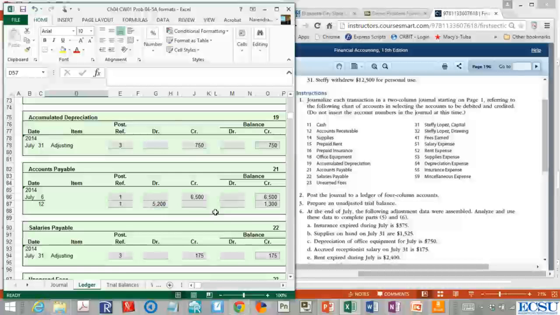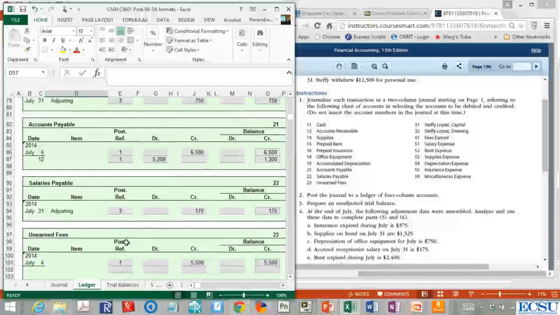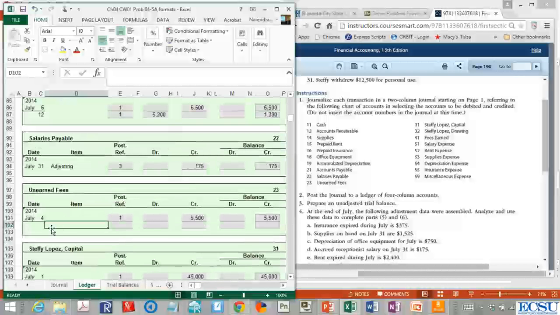So let's see the 23, here it is, and right here as 31, and this is your adjusting, and page number 3, and unearned fees was a debit of 2750, therefore the balance would be a credit of 2750, because this was a credit and we debited it, so we reduced that amount.